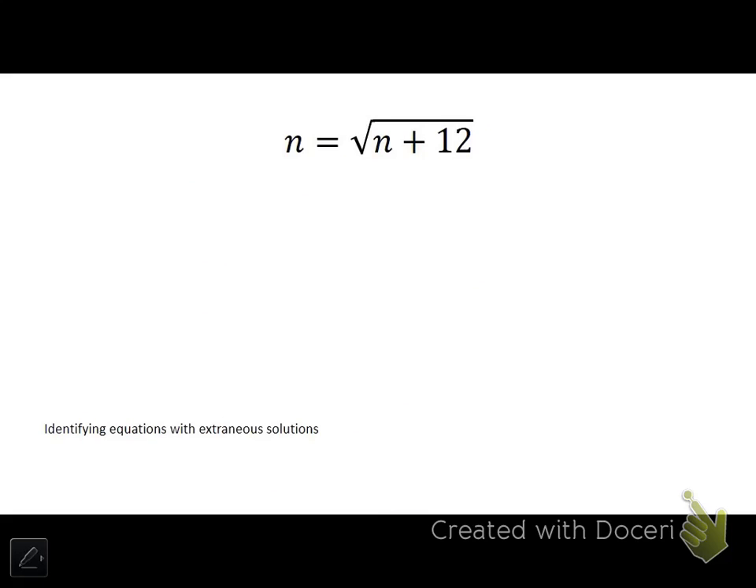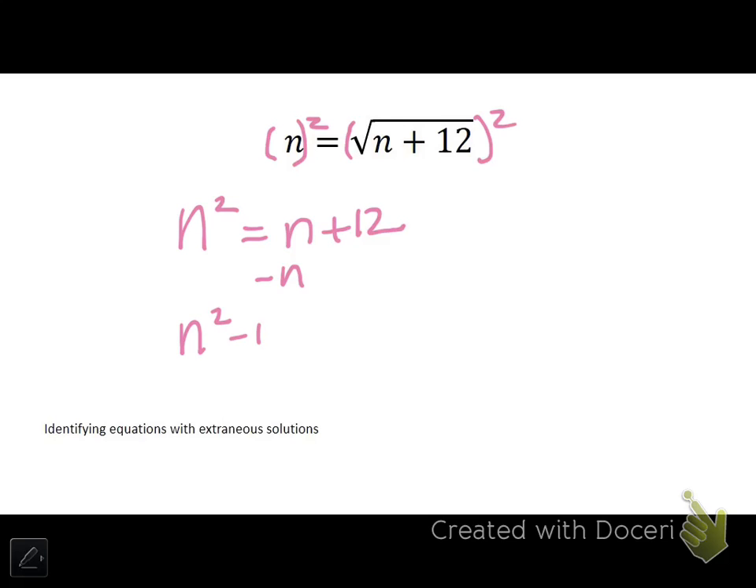Okay, so this one's a little bit different. We have to square both sides to get rid of that square root, so I'm going to get n squared is equal to n plus 12. Then I'm going to subtract n to the other side, so I'm going to get n squared minus n equals 12, and subtract 12. So I'm going to get n squared minus n minus 12 equals 0.